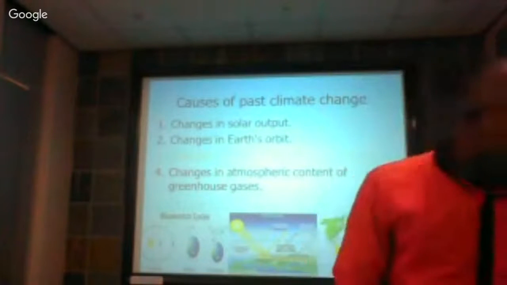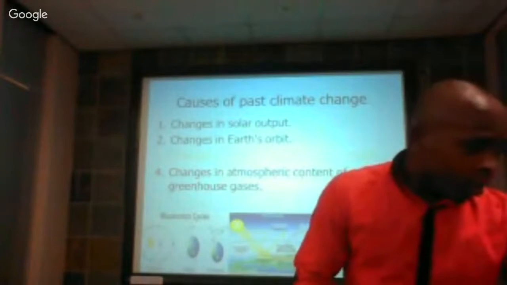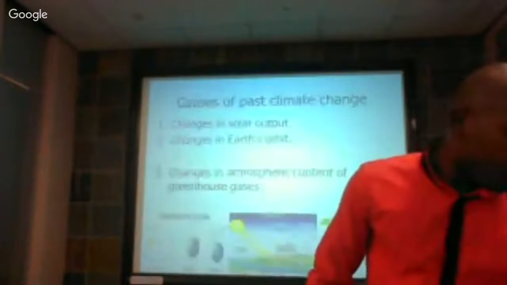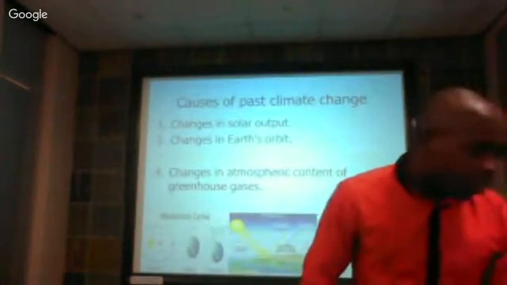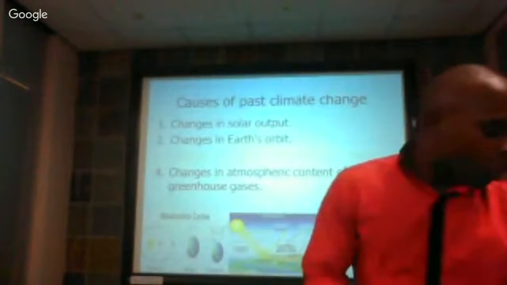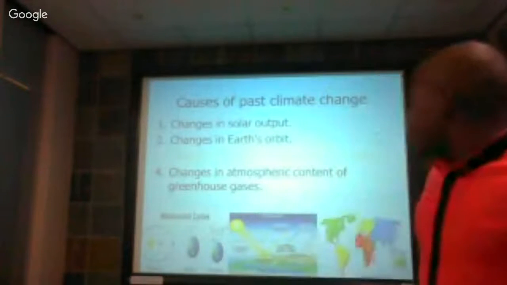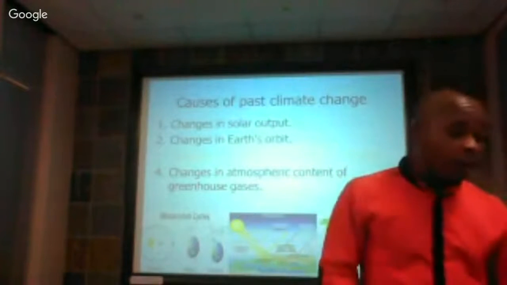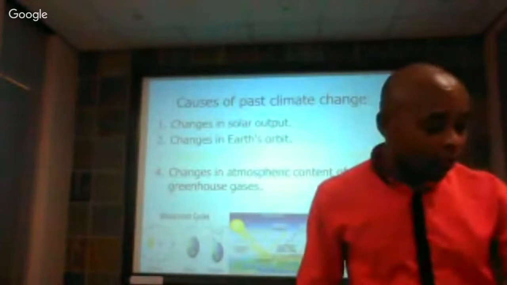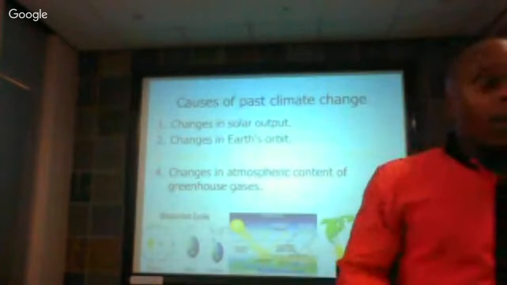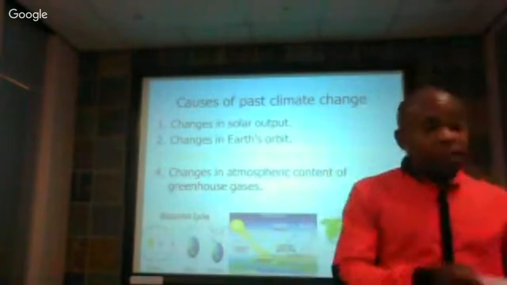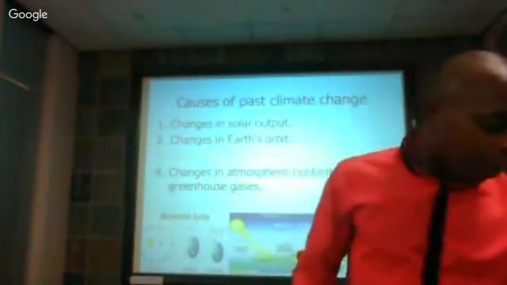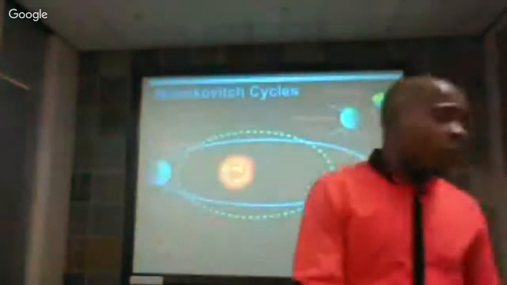And also the changes in Earth's orbit, which I'll deal with when I talk about the Milankovitch cycle. And the changes in the distribution of continents, which basically deals with the different plates. Then the changes in the atmospheric content of greenhouse gases. Yes, in the past there were greenhouse gases, but not as much as compared to the present time. Moving on to the Milankovitch cycle.